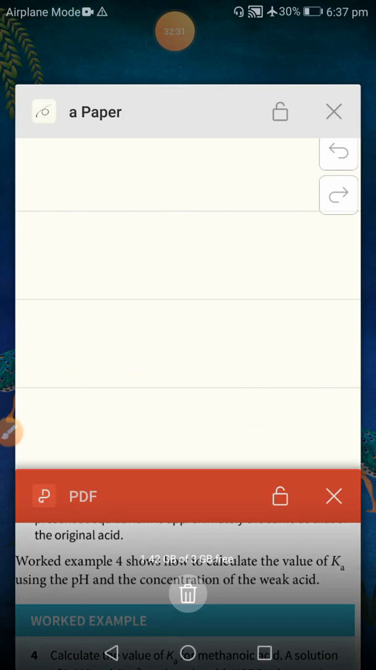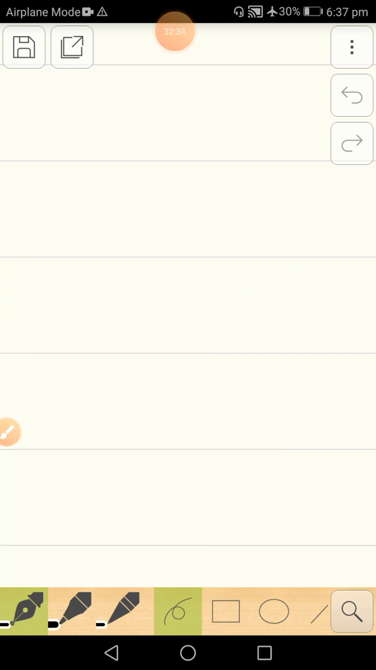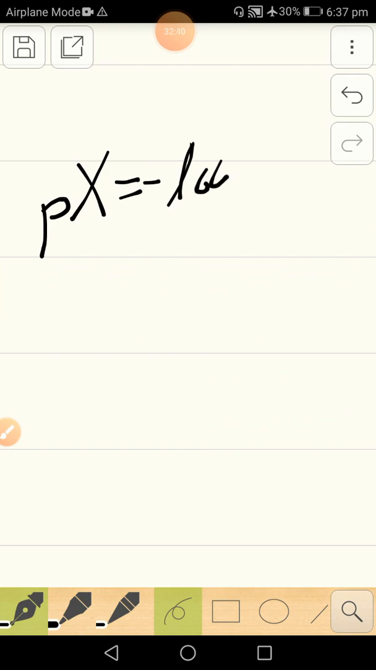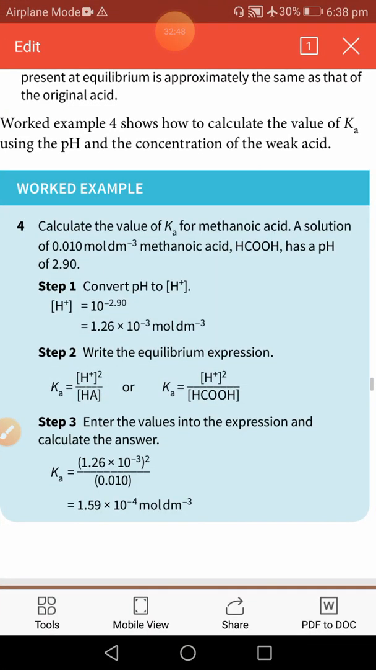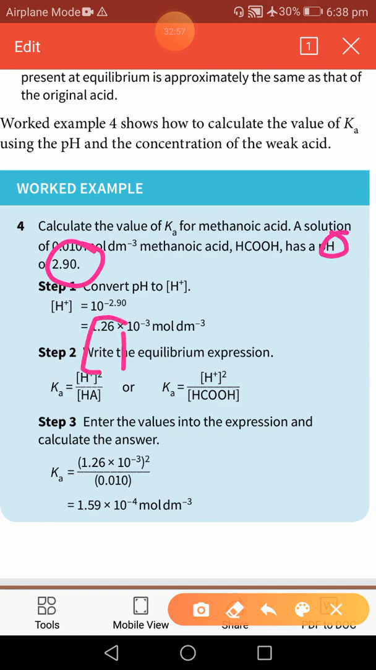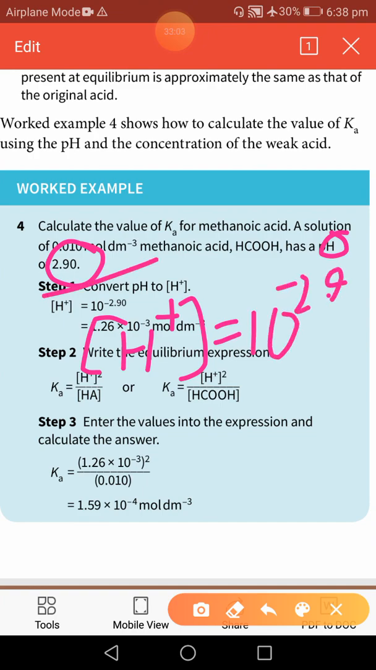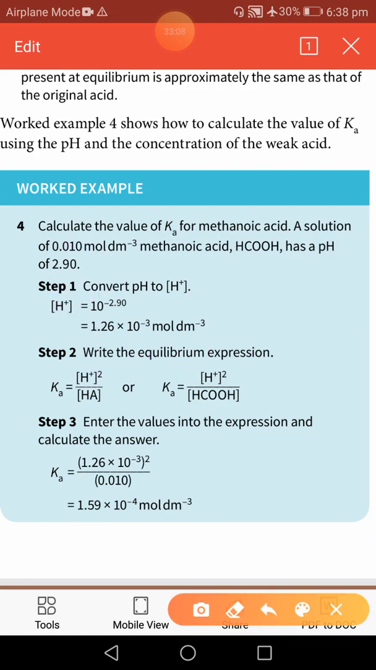Let me show it again first. The rule was that if px is equal to minus log with base 10 of x, then x would be equal to 10 to the power minus px. So similarly, you have the value of pH over here, so first you need to find the H. The concentration of H plus would be equal to 10 to the power minus 2.9 as the value stated. So this would be 1.26 into 10 to the power minus 3.